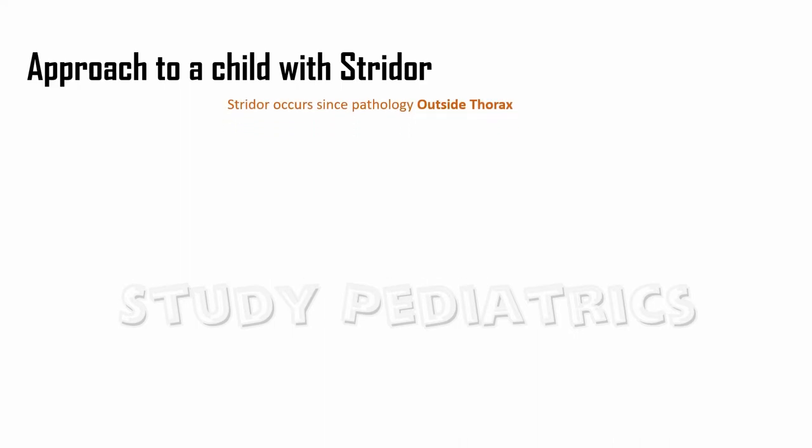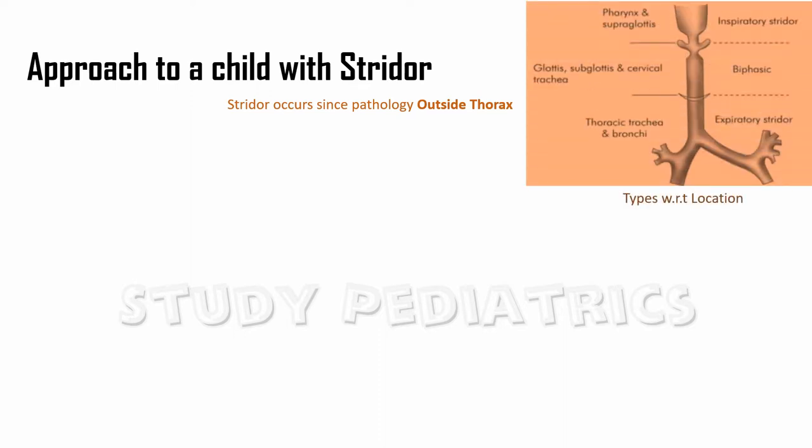One must note that stridor occurs since the pathology is outside the thorax. Basically, a stridor occurs due to airway tract obstruction in between the pharynx to the bronchi. Stridor with respect to origin can be inspiratory, biphasic or expiratory, as can be seen in this picture.